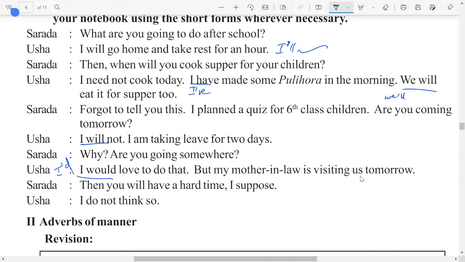But my mother-in-law is visiting us tomorrow. Then you will have a hard time. Okay, you will, you apostrophe double L can be used. Next, I do not think so, I don't think so. You can use don't. Okay, these are the contracted forms you can use in this section.